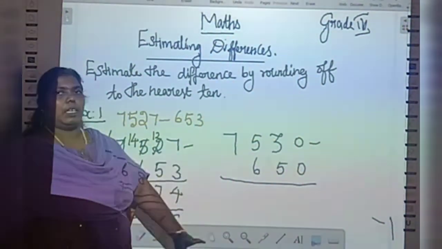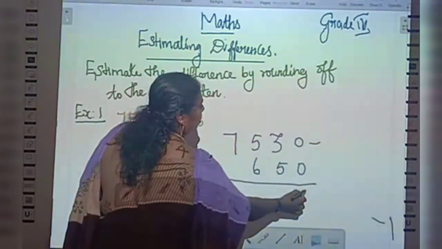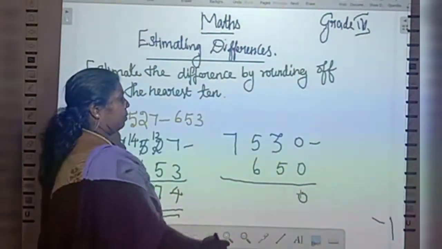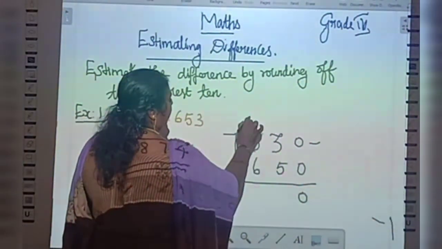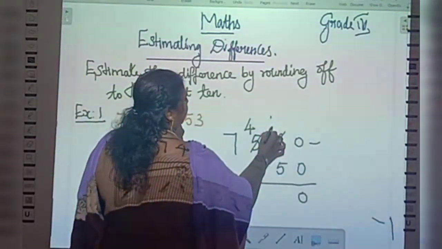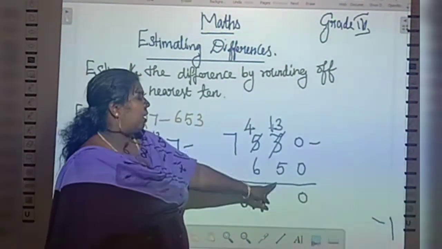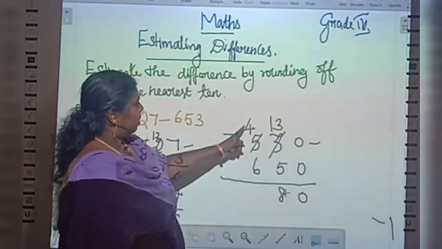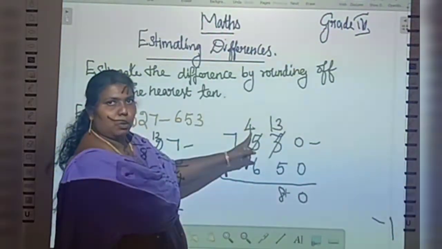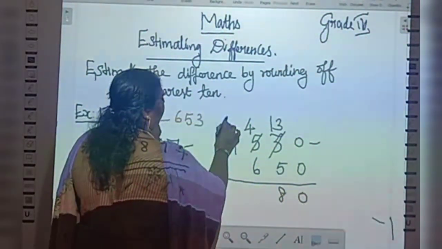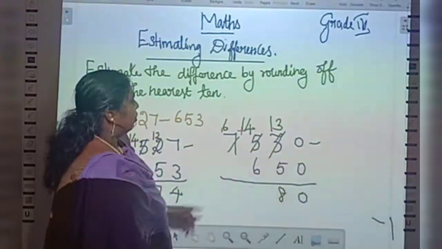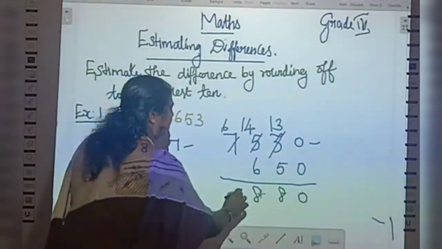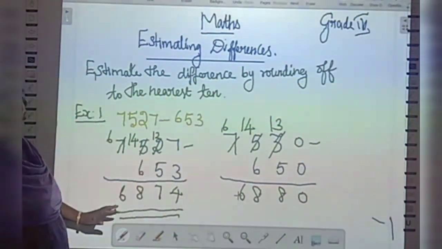Now we can check the estimated value. 0 minus 0, 0 only. Then 3 minus 5, is it possible to subtract? No, we cannot. Then we have to borrow from the hundreds place. Here 4, but here 13. 13 minus 5, how much? 8. Next, 4 minus 6, is it possible? No. Then we have to borrow. Here 6, but here 14. Then 14 minus 6 is 8. Then here 6.